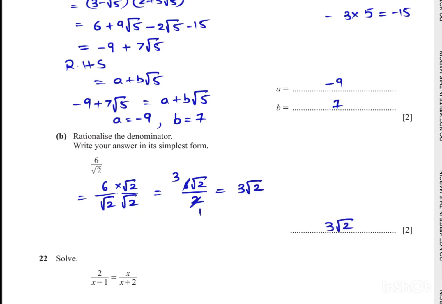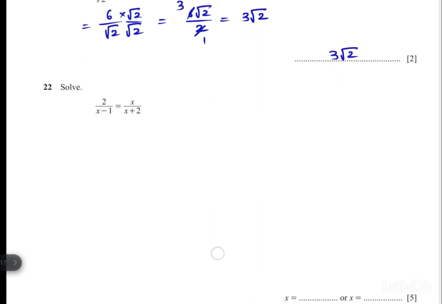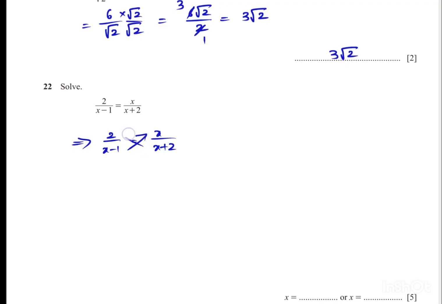Question number 22. Solve 2 by x minus 1 is equal to x by x plus 2. So here we can do cross multiplication to solve. Make it an equation without denominators. Cross multiply. So 2 into x plus 2 is equal to x into x minus 1.